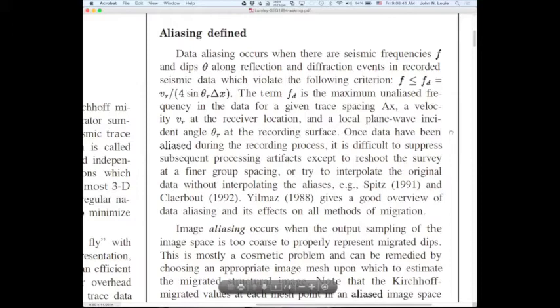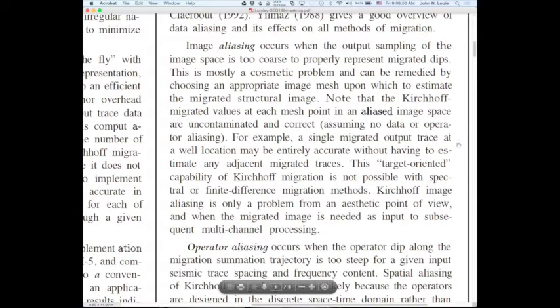All right. Now, just looking at Joe's migrations, you can get this image aliasing, up near the surface, this aliased appearance of Joe's migrations. By contrast, this is a much less serious problem. In fact, it's really entirely a cosmetic problem. It's reflective of the ability of the Kirchhoff migrated values at each mesh point, and Lumley means in the cross section, you know, that we would be looking at, say, one of Joe's cross sections. Those, without any data aliasing or other aliasing that we'll discuss in a second.